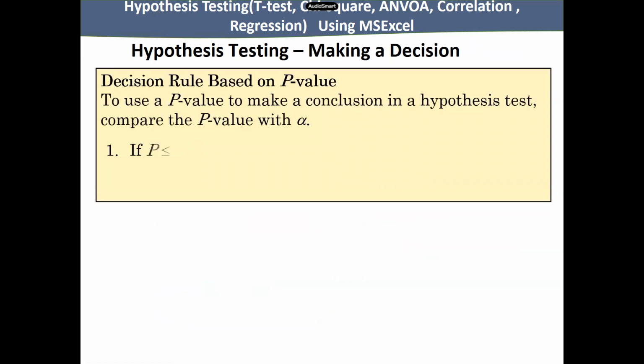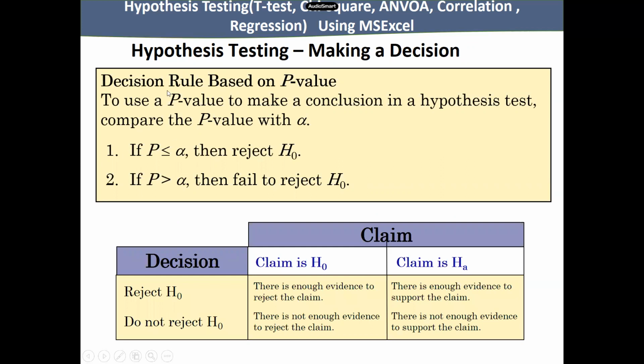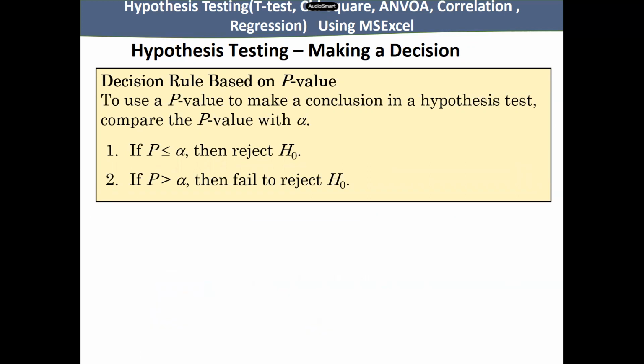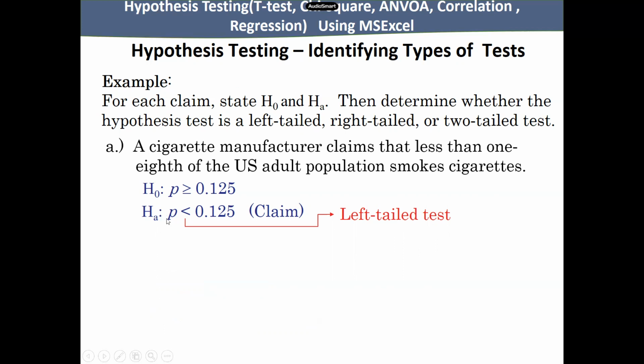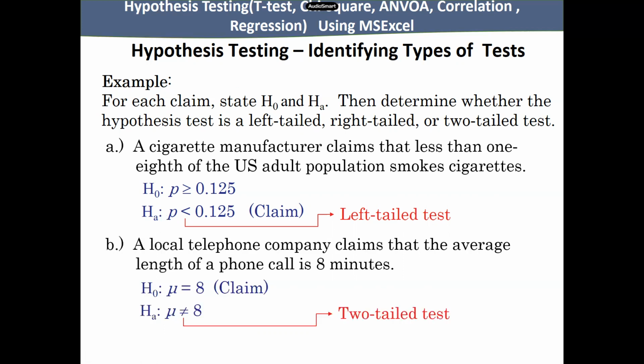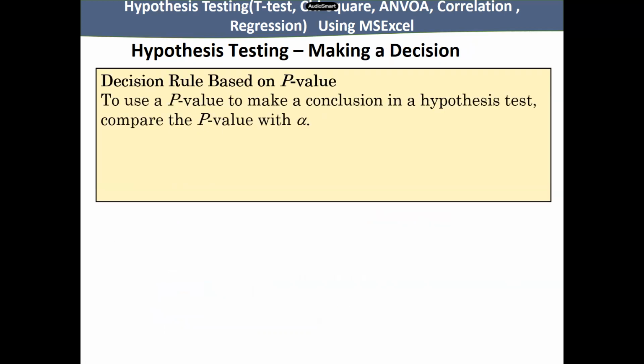Okay. So what is the decision? The decision rule based on p-value. To use the p-value to make the conclusion in a hypothesis test, knowing that the p-value is from the population parameter, the value that the p-value gives us is what we compare with the significance level. The significance level is 0.01, 0.05, and 0.10. That is 1%, 5%, and 10%. Agreed? So whatever value the P gives us is what we compare with the significance level, to ascertain whether it is significant at 5%, at 1%, or at 10%.